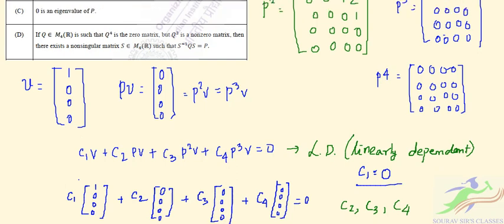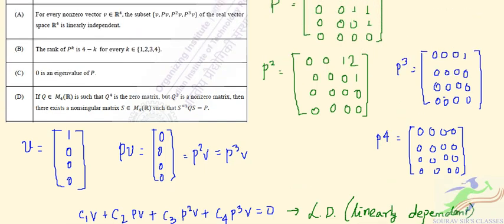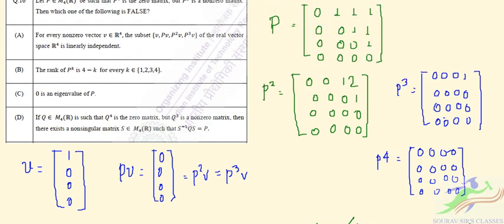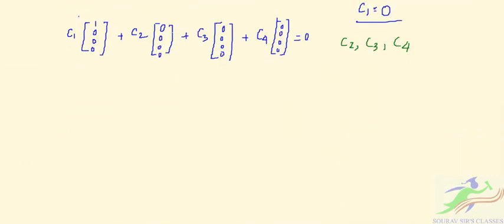So the first case, option A, is actually the false option. So it will be linearly dependent. So let us check the other three remaining options, B, C and D. So now let us consider option B.